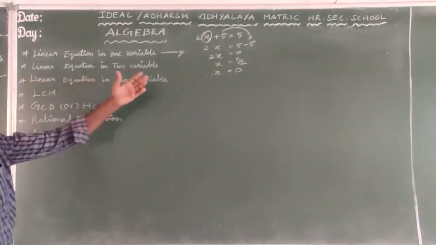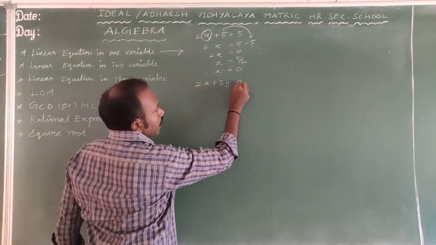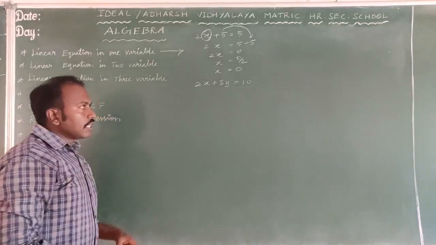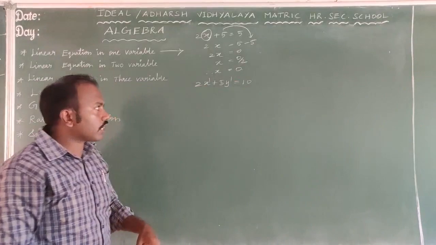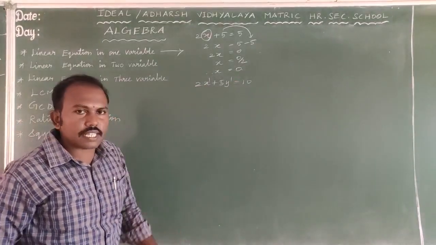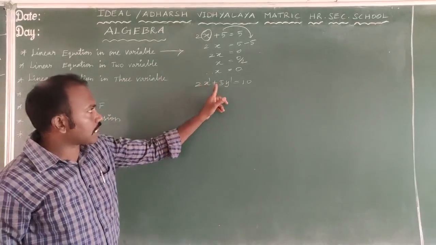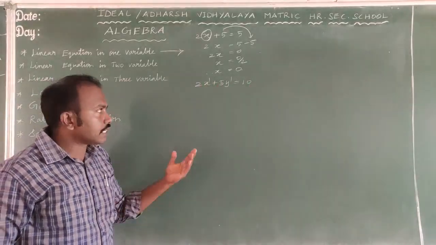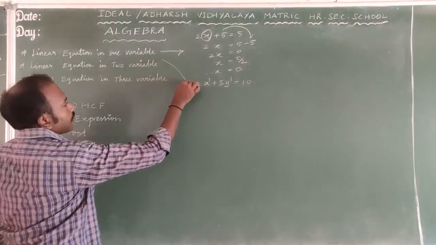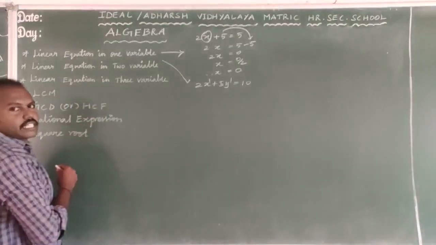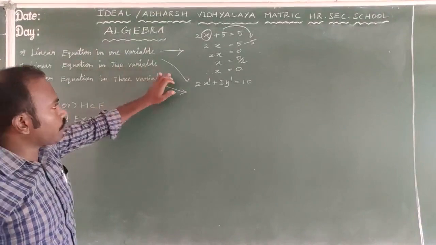Next, linear equation in two variables. That is 2x plus 5y is equal to 10. That is a linear equation in two variables. Here the highest power is 1. So the given equation is a linear equation in two variables. 2x plus 5y is equal to 10 is a linear equation in two variables. Next one, linear equation in three variables.